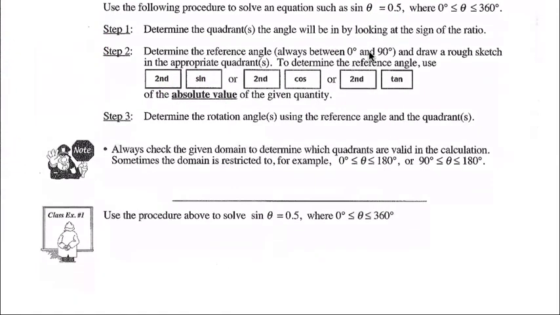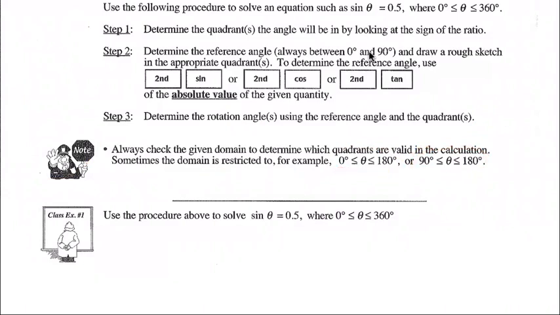And then number 3, determine the rotation angle using the reference angle in that quadrant. Once we have that reference angle, we can determine the rotation angle. Notice the big stop sign here. Always check the given domain to determine which quadrants are valid in the calculation. Sometimes the domain is restricted, like I already mentioned. So maybe it's just a half circle, 0 to 180, or just a quadrant, 90 to 180, or it could be any combination. So you have to be really careful on what you're looking at.